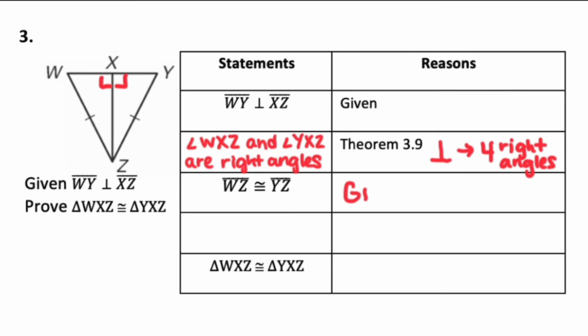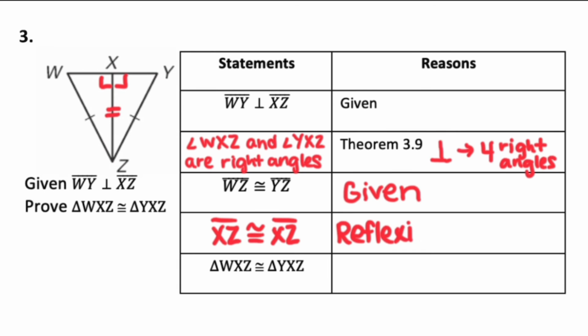I was also given a pair of congruent sides, and this doesn't look like a bow tie, but do you see that they're sharing a side? And so I can say that side XZ on one of the triangles is congruent to XZ on the other triangle by the reflexive property. This is not a side-side-angle.